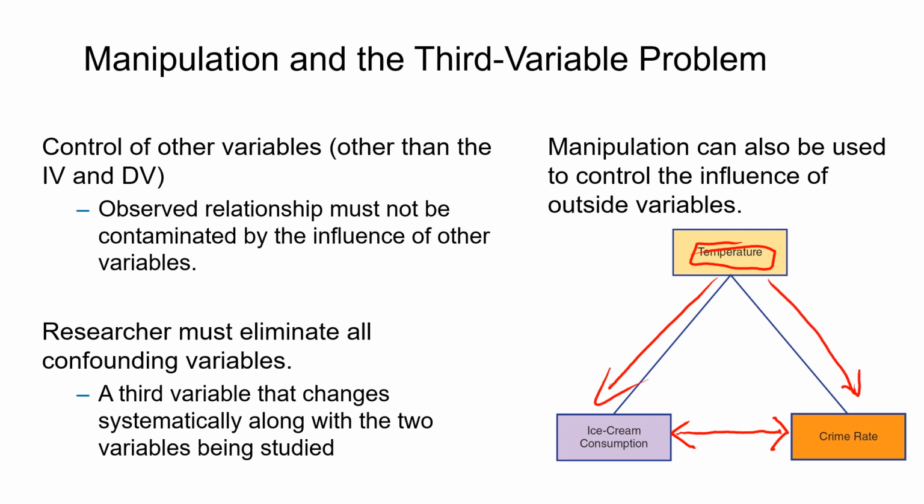So if there is a relationship between ice cream consumption and crime rate, we can control for that relationship, in a sense, by using a controlled experiment and manipulating temperature that way.